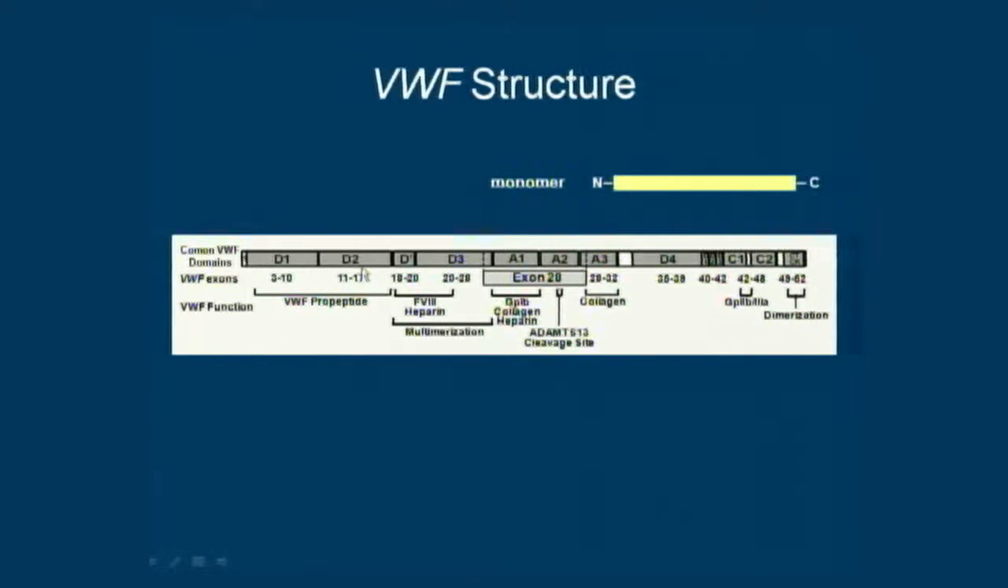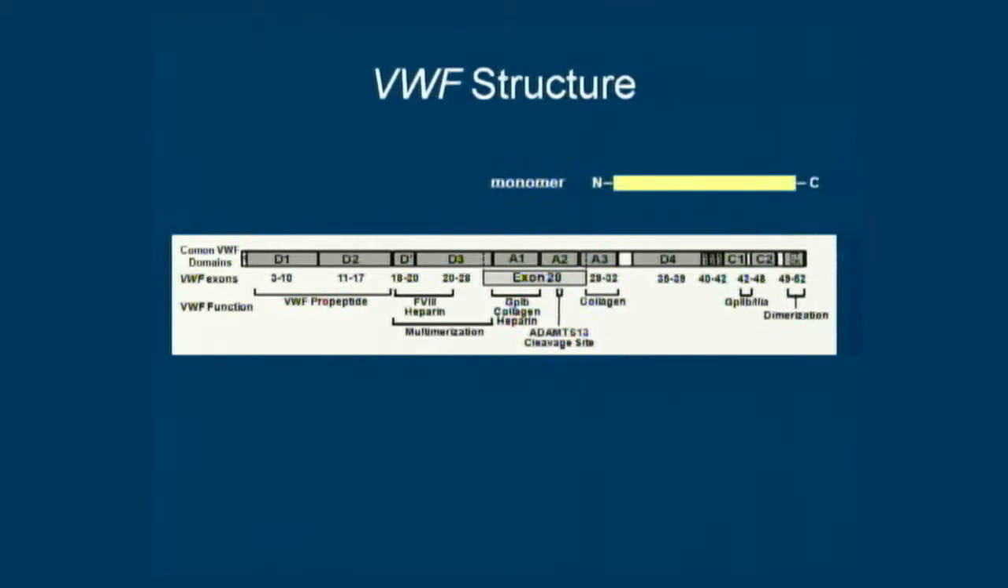So D1, D2, this is the propeptide, and this is an isomerase that participates in multimerizing the von Willebrand factor as it's processed. This is the region that binds factor VIII, and D', D3. You also have cysteines here that participate in multimerization. And then this whole region here, A1, A2, and part of D3, is encoded by one huge exon called exon 28, which makes it easy for sequencing.